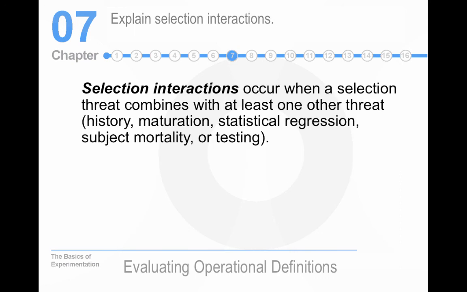Selection interactions are just when you have multiple classical threats to internal validity all happening at the same time. So kind of a worst case scenario.